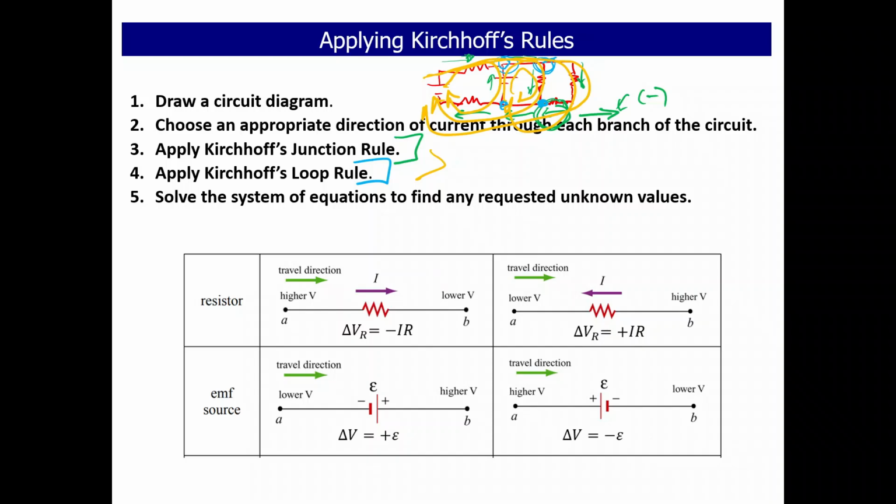So then you solve the system of equations. So how do we apply the loop rules? Like I said, you have to choose an appropriate direction of the current through each branch, and then you're going to need to write a loop. This table right here gives you kind of a little cheat sheet for how to use the rules.